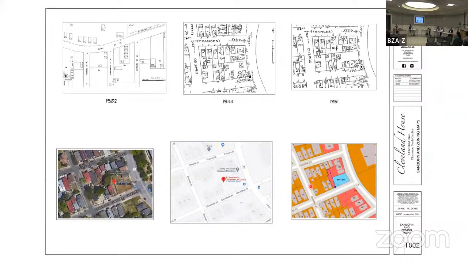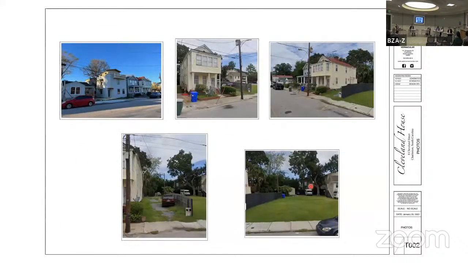So here's the application. The architect has provided some information about the history of the property. And these are views of the existing situation. So this is the lot right here. And this is the home next door on Cleveland Street. Another view of that home. You can see this fence runs along the side property line of the property. So this is the property in question right here.